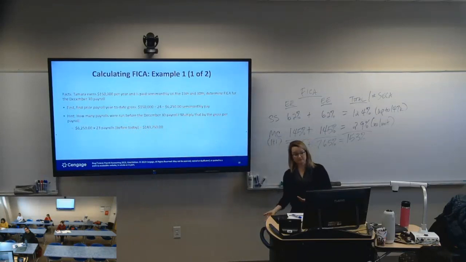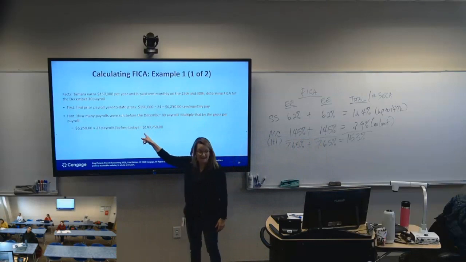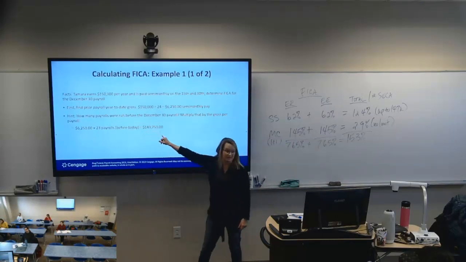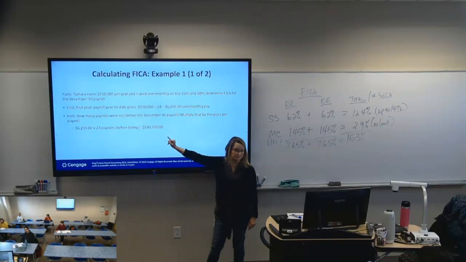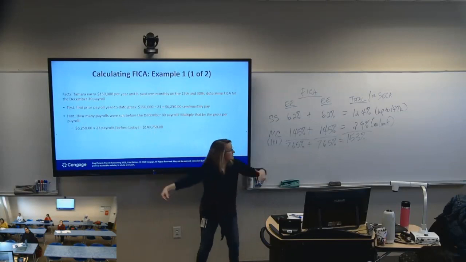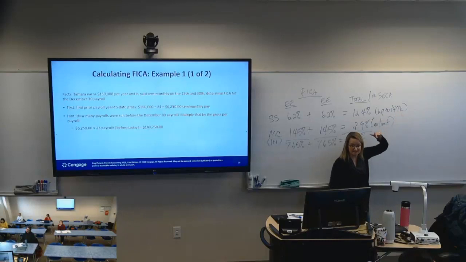So if there's 24, this is the last pay period of the year. There were 23 pay periods before, right? So up to the last pay period, she made $143,750 immediately before this last pay period. All right, so on the last pay period, she wasn't at that 147 yet. She reaches that in this pay period.